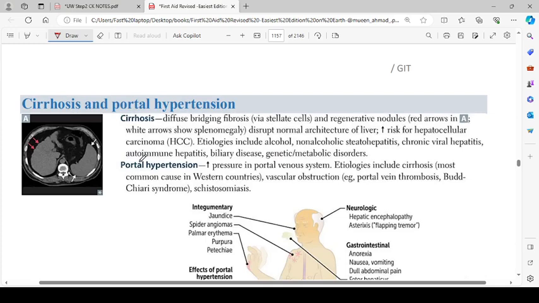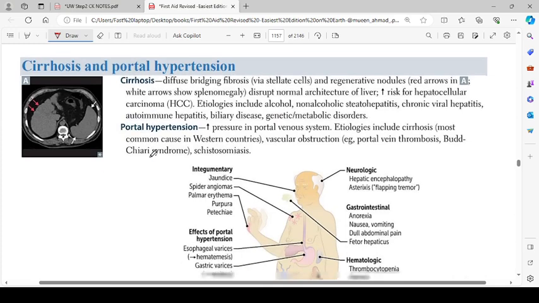Now let's talk about liver cirrhosis and portal hypertension. Cirrhosis means diffuse bridging fibrosis via stellate cells and regenerative nodules, as depicted by the red arrows. The white arrow shows splenomegaly, an enlarged spleen. This disrupts the normal architecture of the liver and carries an increased risk of hepatocellular carcinoma. Etiologies include alcohol, non-alcoholic steatohepatitis, chronic viral hepatitis, autoimmune hepatitis, biliary disease, and genetic and metabolic disorders.